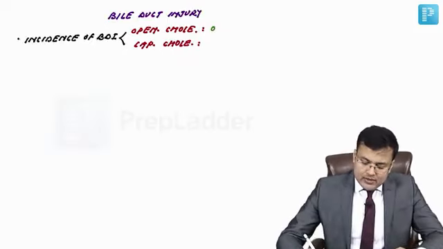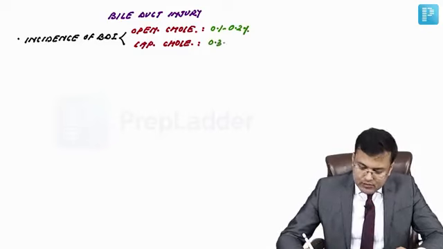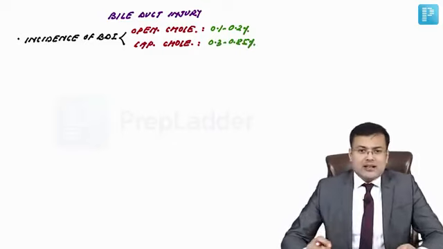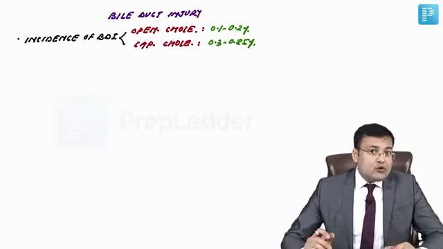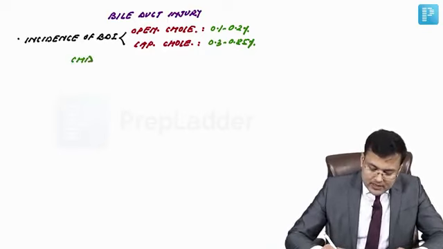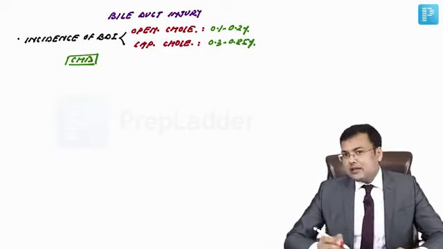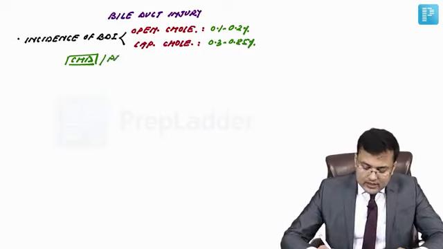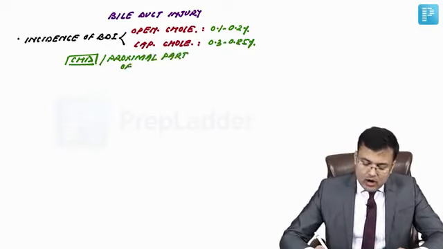Incidence of bile duct injury. In open cholecystectomy, this is 0.1 to 0.2%, and in lap cholecystectomy, this is 0.3 to 0.85%. It means there is increased risk of bile duct injury in laparoscopic cholecystectomy. Which part of bile duct is most commonly injured in laparoscopic cholecystectomy? It is common hepatic duct. Common hepatic duct is most commonly injured, or the proximal part of bile duct.